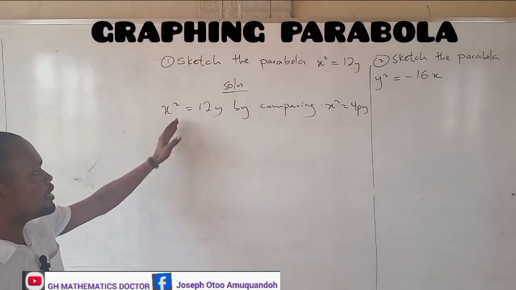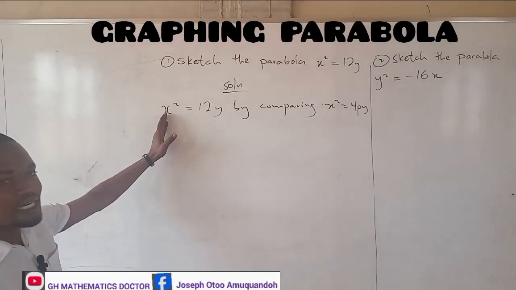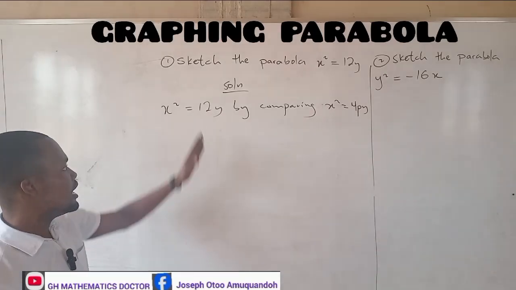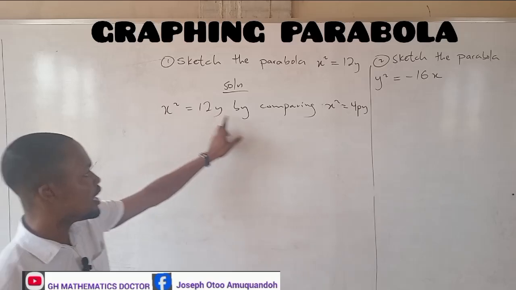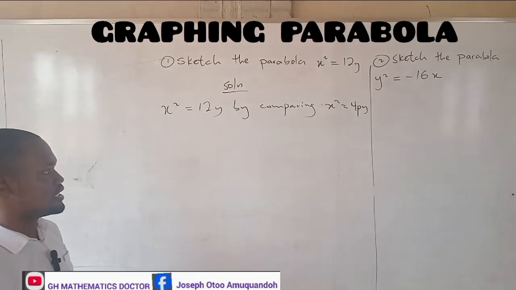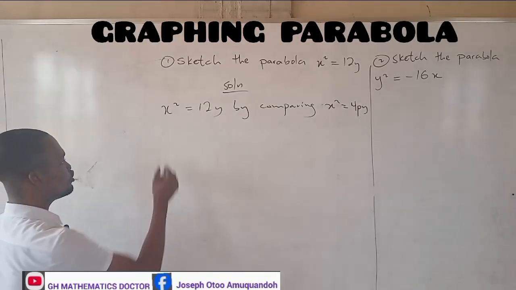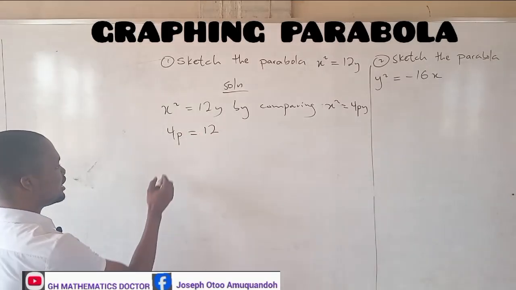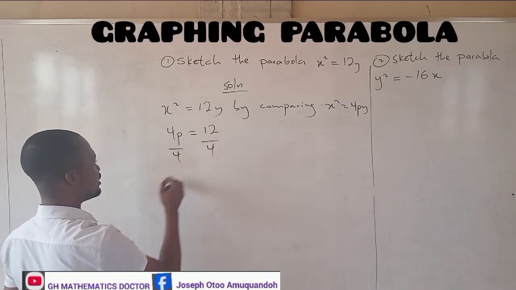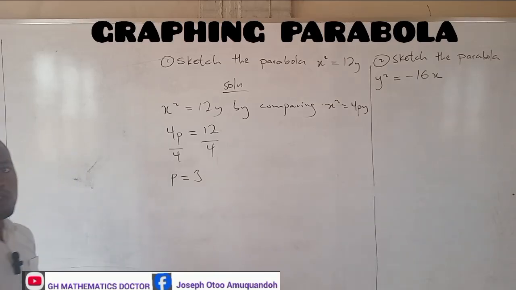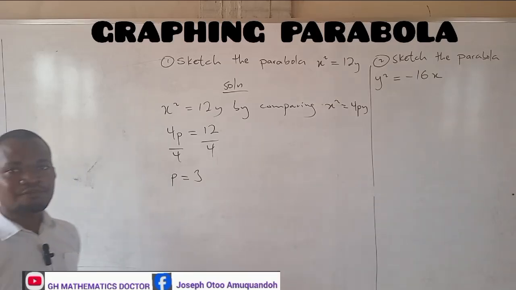Alright, by comparing, you can see that at the left hand side we have x squared, and they will cancel out. And at the right hand side, we have variable y, they also cancel out. Then we compare the coefficients and find the value of p. So 4p will be compared to 12, then we find p. We divide both sides by the coefficient of p, and our p will be positive 3.